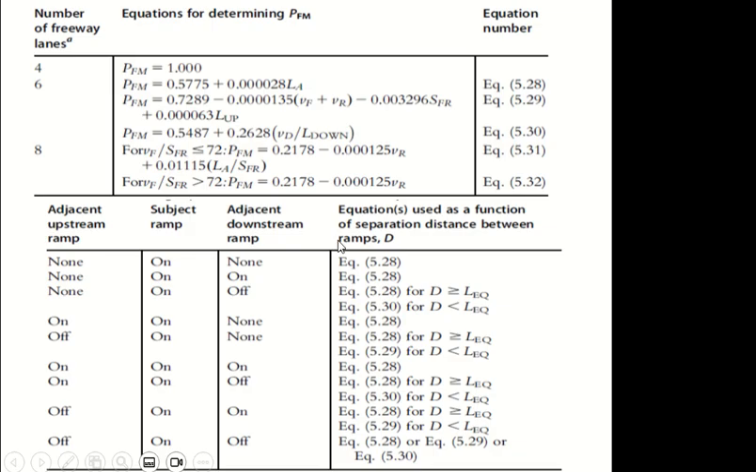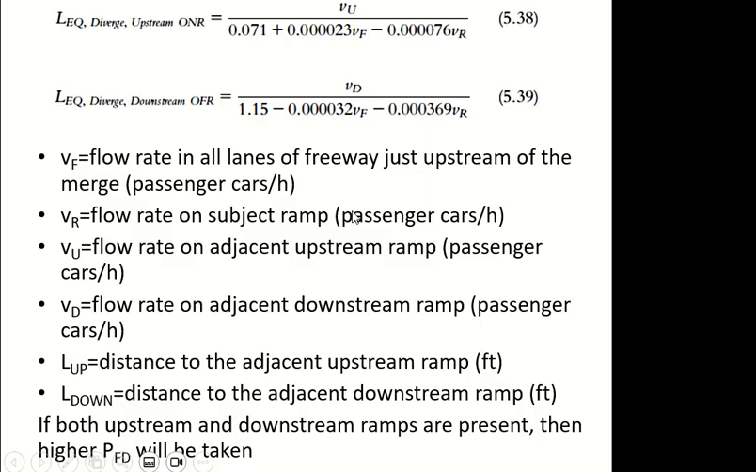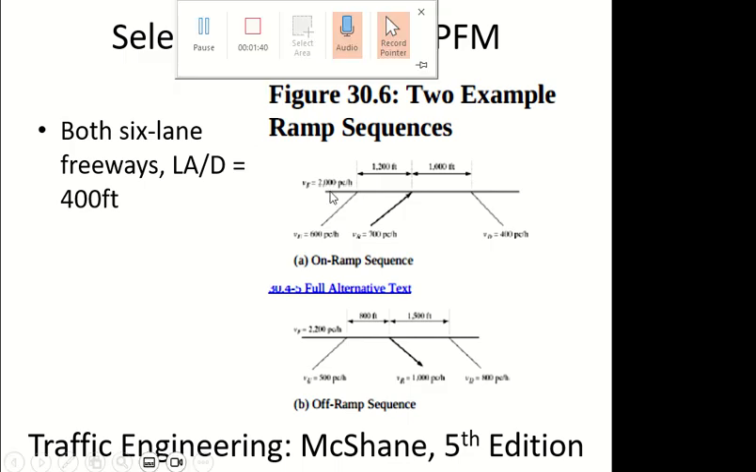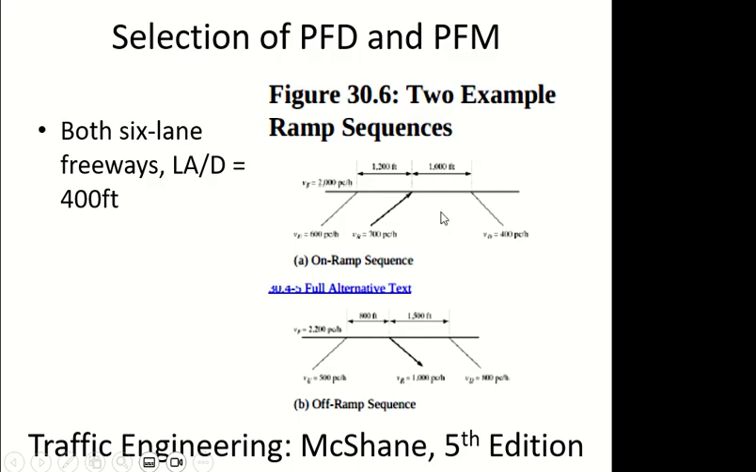And I showed you these tables. Okay, we have some conditions and you have to apply them according to the conditions. Now we'll start with an example here. Okay, so we have two examples here, and for each one of them you can see the flow on the freeway, the flow on the ramps. Okay, our ramp is this one, the one in the middle, in both cases.